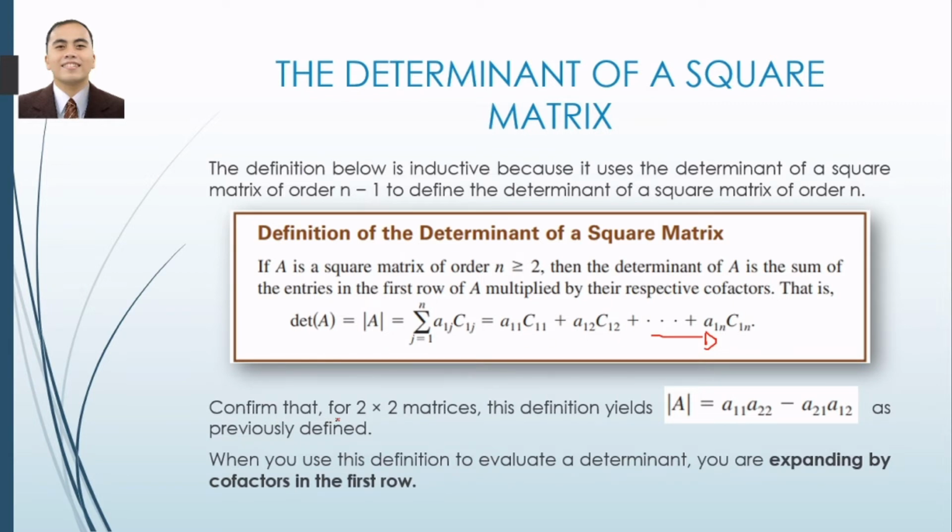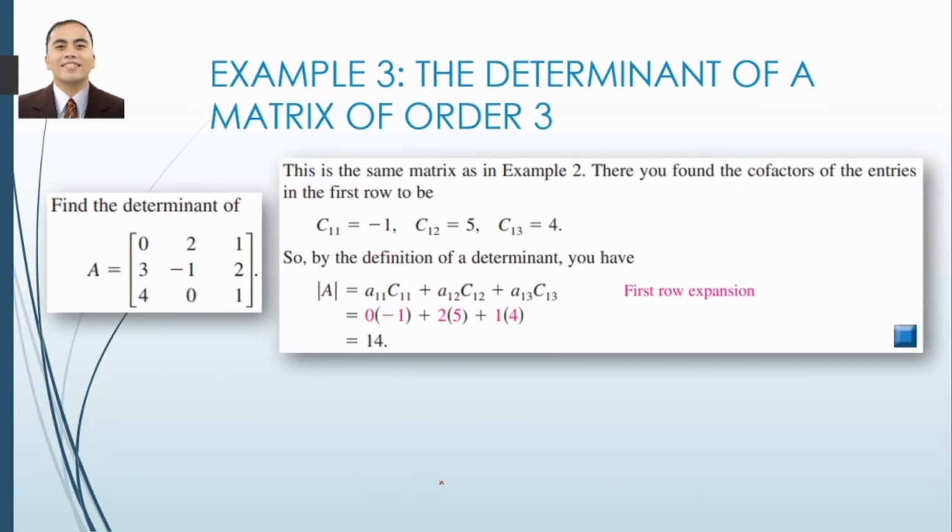So for that 2 by 2 matrix, this definition yields that the determinant of A is A sub 1,1 A sub 2,2 minus A sub 2,1 A sub 1,2, as previously defined. So when you use this definition to evaluate a determinant, you are expanding by cofactors in the first row. So example number 3.